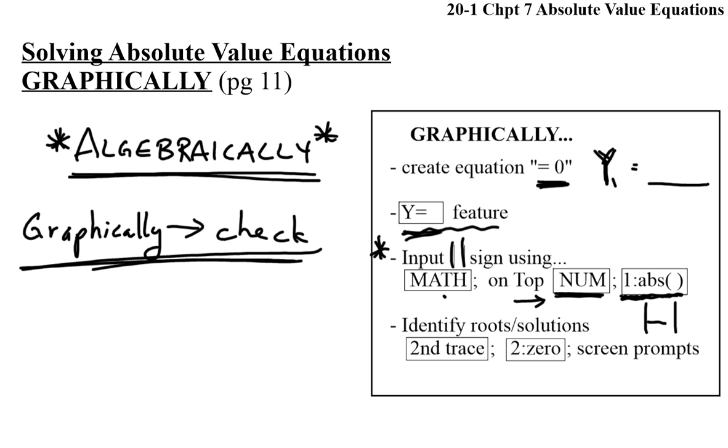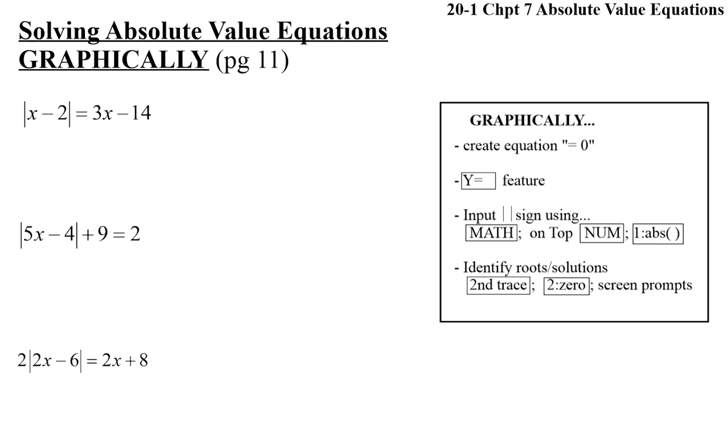Once you've input your equation, you graph it like we did, and we're still doing second trace, we want the zeros, and we follow the screen prompts to get them. So here we go. Let's take a look at a couple. Looking at page 11, there's the first question on page 11 that I want you to do. Actually, all three of them are there. Let's walk through one together, and then you can take a look.